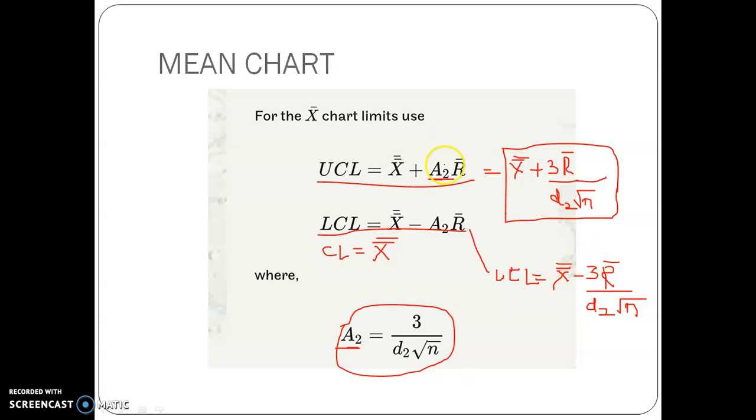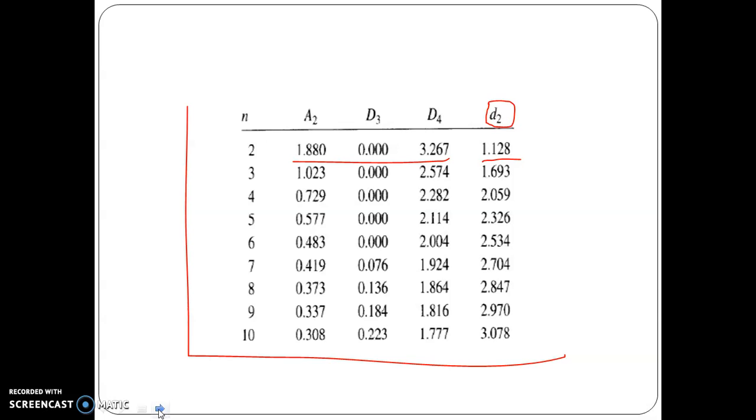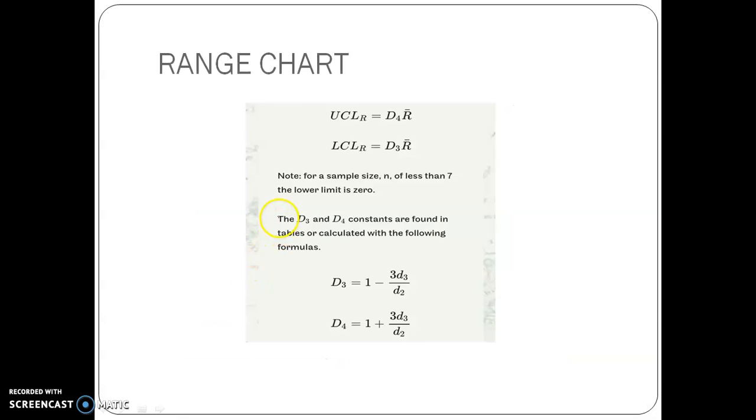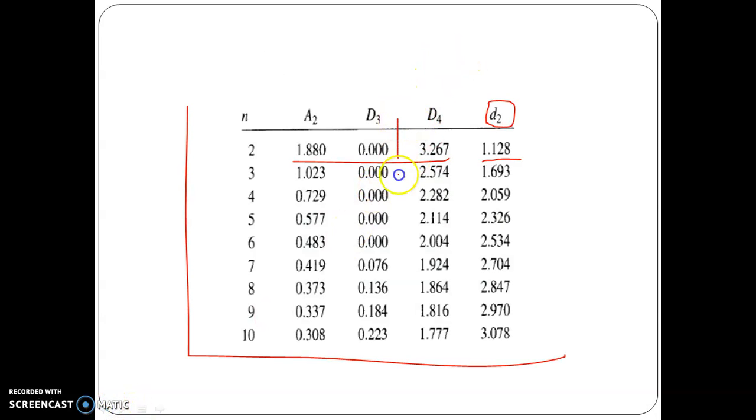Okay. So we take this as the alternative formula for X bar chart. Now let us move to the alternative formula for R chart. For the range chart, the formula that we discussed in our previous video was this. For upper control limit we were using the formula capital D4 into R bar, and for lower control limit it was capital D3 into R bar. Now this capital D4 and capital D3 could be taken from this table depending upon our sample size.